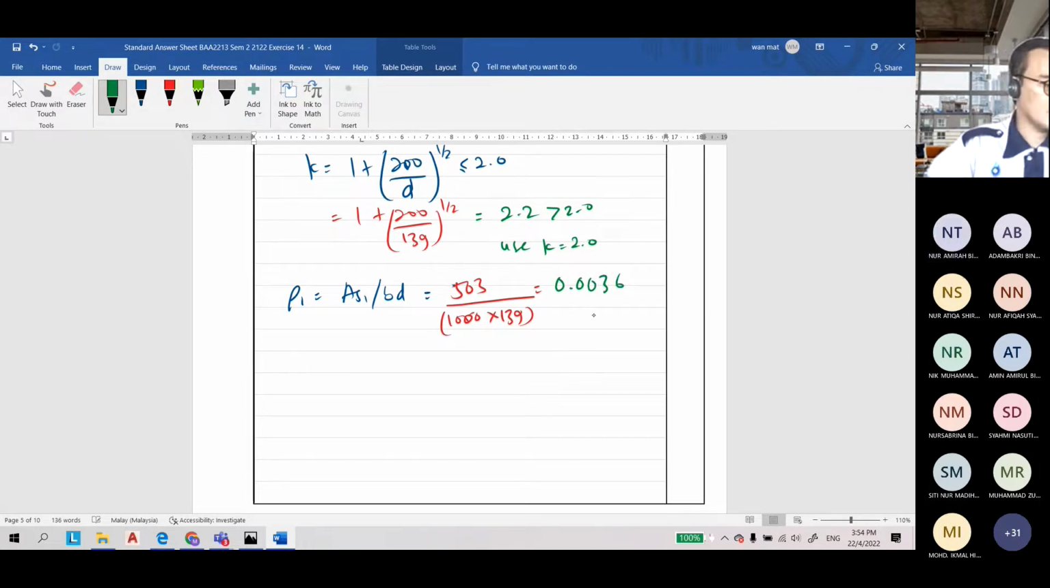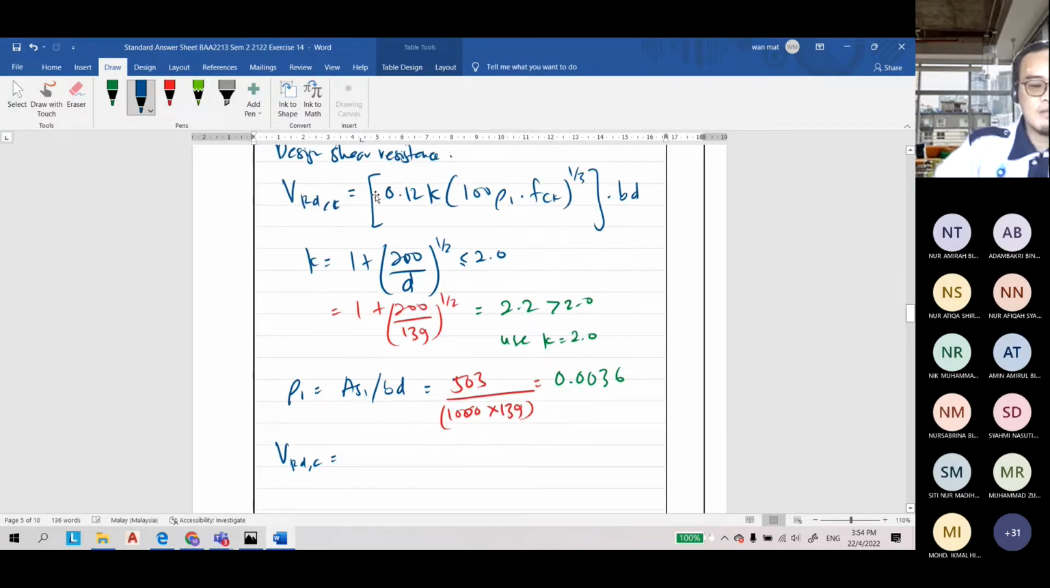0.0036. Macam ni ya? Sebab saya buat tadi based on 200, so dia lain lah. So it's okay, tak apa. So the value of VRDC is equal to, you use this equation. Okay, I just directly write down the equation.